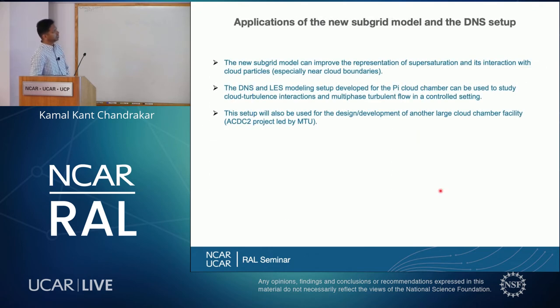So in summary, this new subgrid model can represent the supersaturation fluctuation better, especially when there's a turbulent entrainment mixing process. And the DNS and LES setup we developed for this pi cloud chamber or Rayleigh-Bénard convection can be used further for cloud turbulence interaction, as well as multiphase flow problems in a controlled setting. I'm also planning to use this setup for the design and development of another chamber. It's a project led by Michigan Tech, and I'm planning to contribute through these modeling tools.